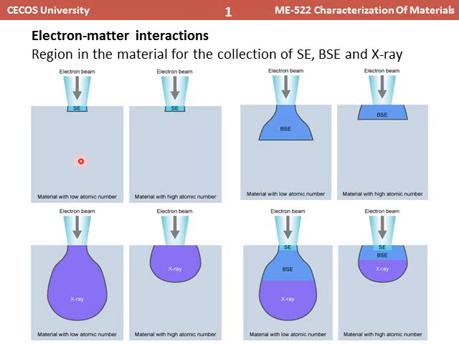So how this electron matter interaction happens in case of secondary electrons, backscatter electrons, and X-rays, we are going to discuss on this specific slide. In case of secondary electrons, the only importance is of the surface. What is happening is that if a high energy beam electron interacts with the surface atoms of the specimen, then they impart energy to the atoms.